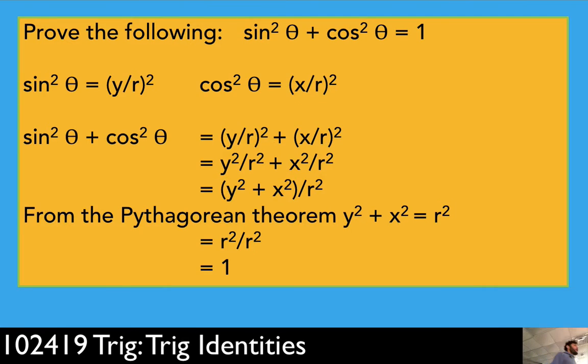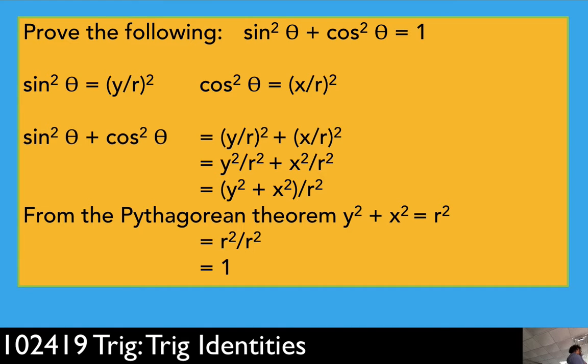Okay. Yeah, so this is the way I did it. It's essentially the same thing. We know that y squared over r squared plus x squared over r squared gives us that. And then from the Pythagorean theorem, we know that this equals r squared, which brings us to 1 equals 1. You follow that?